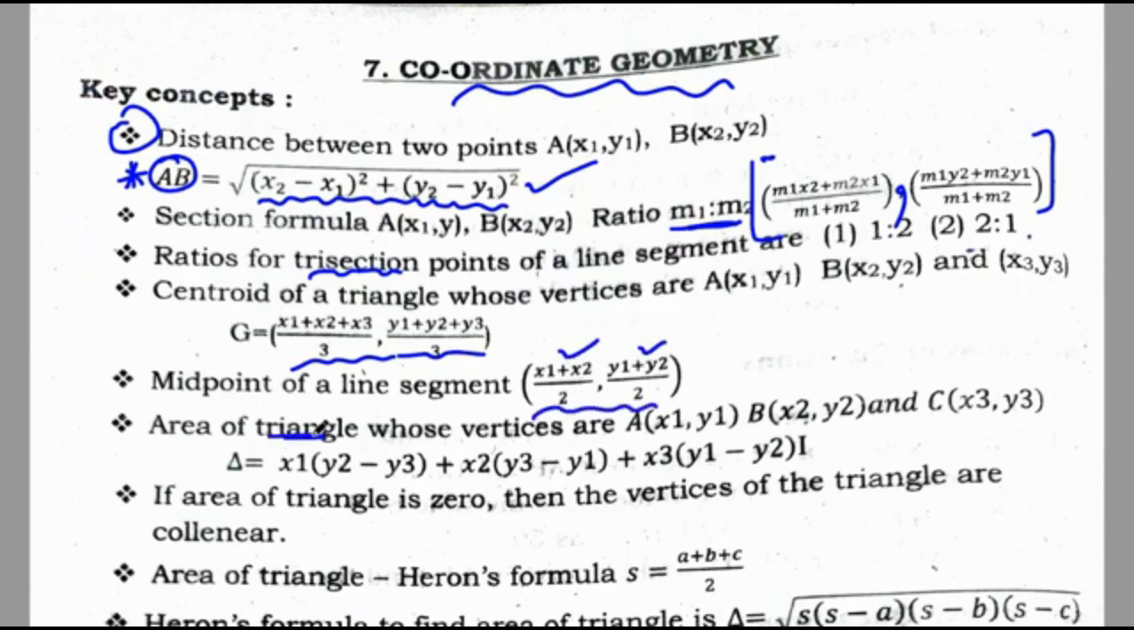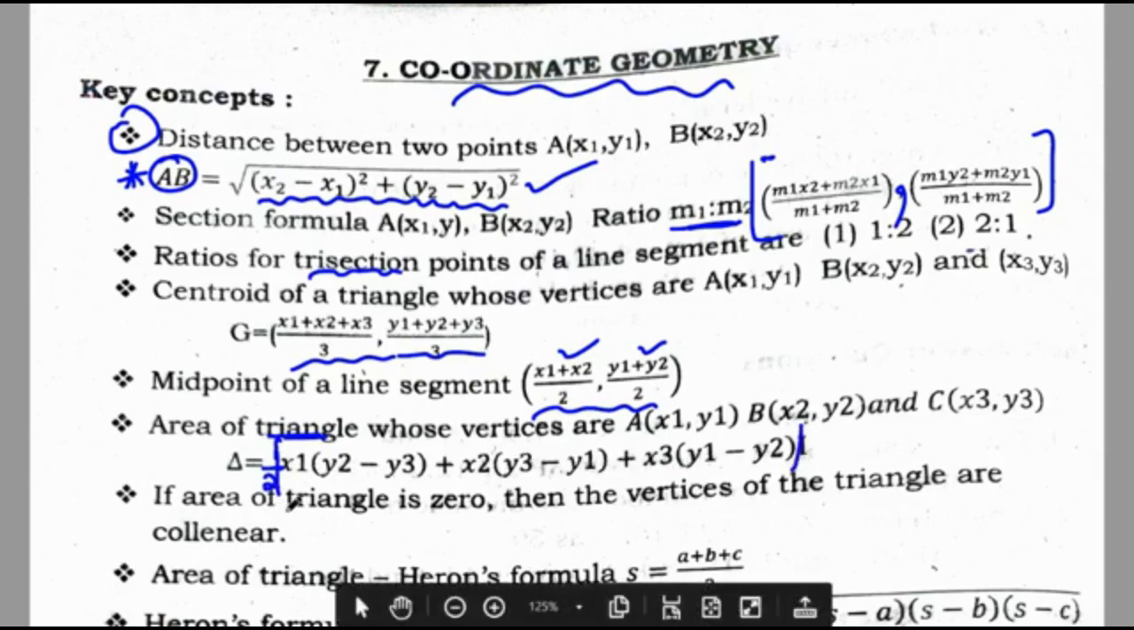Area of triangle. This is one of the important formulas in 10th class, students. It is denoted by the formula 1/2 into x1(y2 - y3) + x2(y3 - y1) + x3(y1 - y2). If the area of the triangle is 0, then the vertices are collinear.